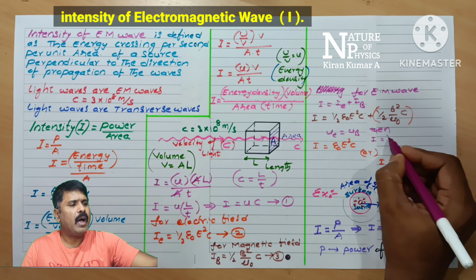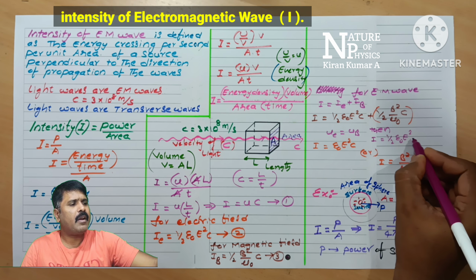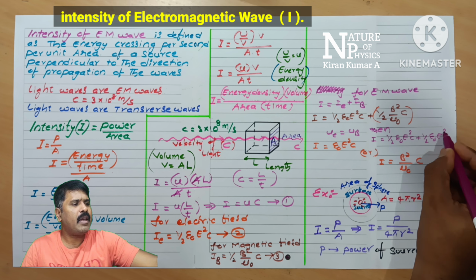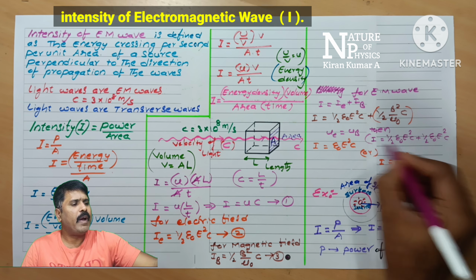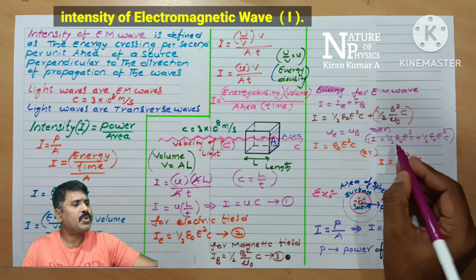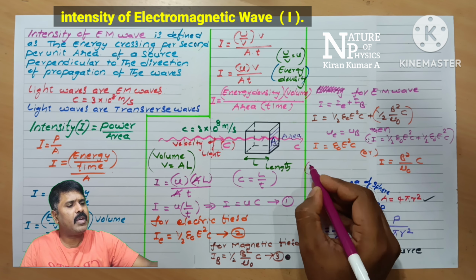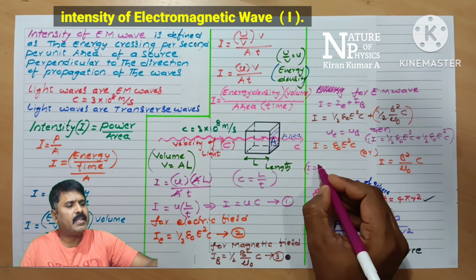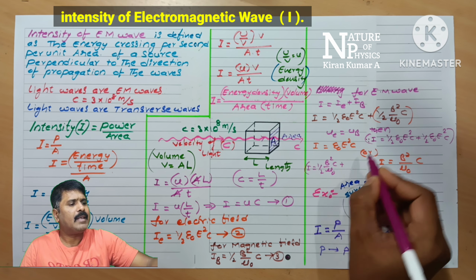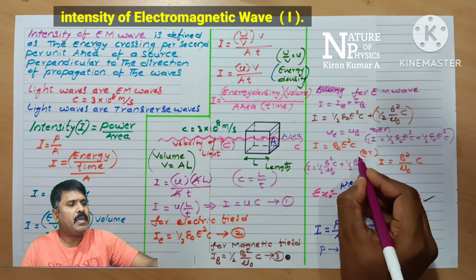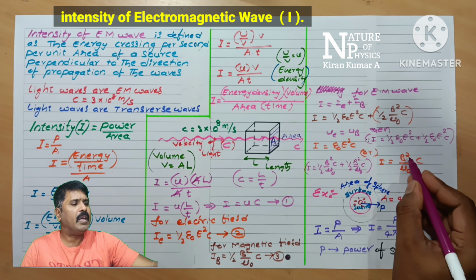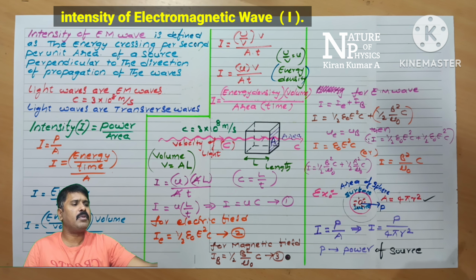I is equal to half epsilon naught E square C plus the same value, half epsilon naught E square C, so this gives I equal to epsilon naught E square times C. Next, for this step, I is equal to half B square divided by mu naught C plus the same value, half B square divided by mu naught times C, so I is equal to B square divided by mu naught times C.